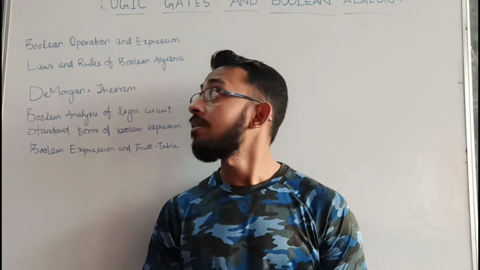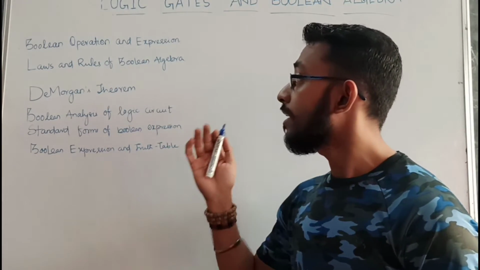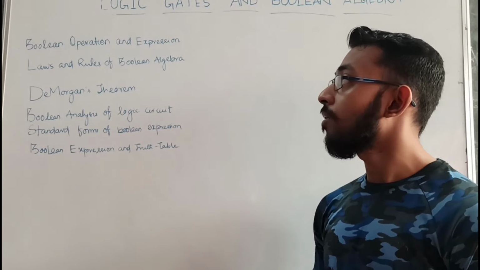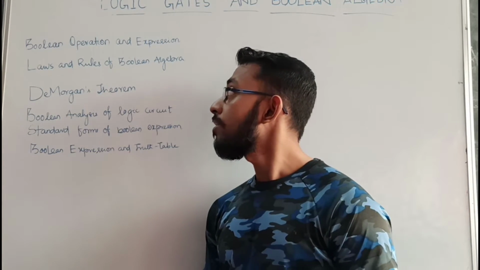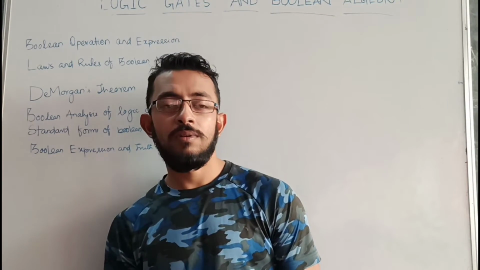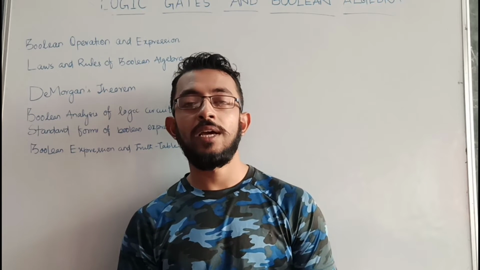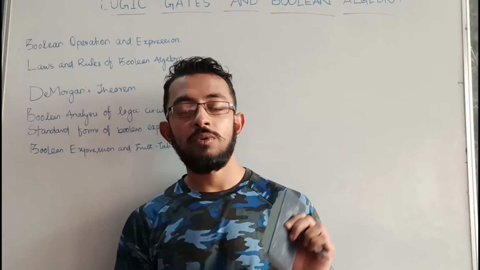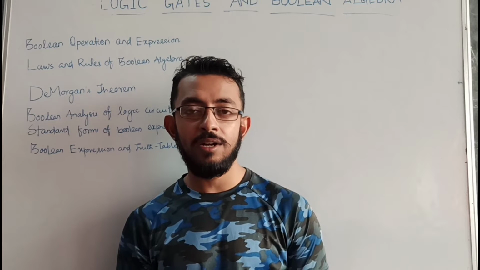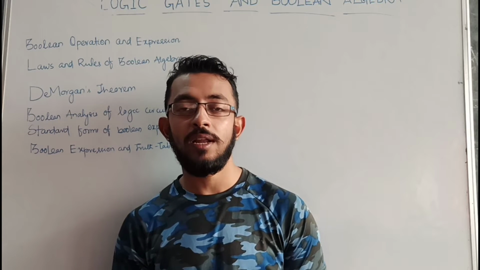Today we will see the Boolean operation and expression, and we will see some laws and rules of Boolean algebra. You all know that in Boolean algebra we use some gates: AND, OR, NAND, and like these gates.